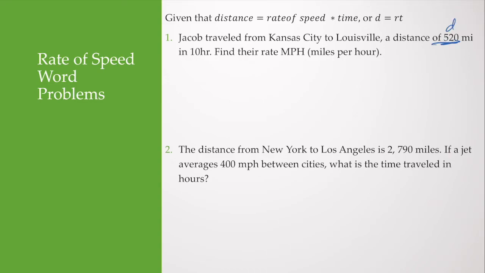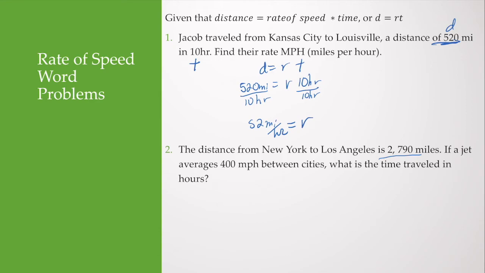So Jacob traveled from Kansas City to Louisville, a distance of 520 miles in 10 hours, and I'm going to find the rate. So I have my distance, I have my time. So I have distance equals rate times time. I'm going to substitute in. I have 520 equals rate times 10 hours. Our units are important. I divide both sides by 10. I get 52 miles per hour, right? That seems like a rate when we're driving our car. It's either miles per hour or kilometers per hour is our rate.